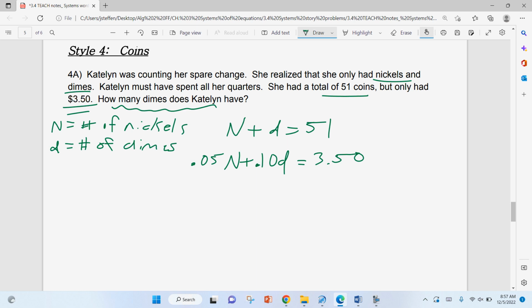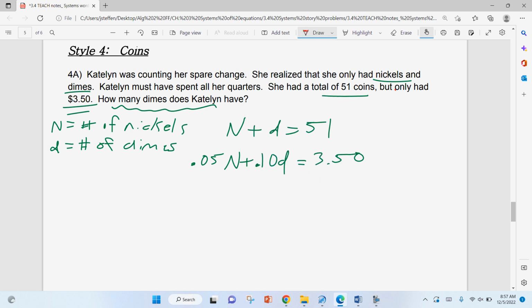Multiply your second equation, all of it, by 100, and that's going to move the decimal over twice. And so you're going to have that equation I had up there earlier. Move the decimal over twice on everything. You're going to have 5n, 10d, 350. Either one works. It all depends on what you're going to do. Since I set it up this way in dollars, I'm going to go ahead and stick to this.